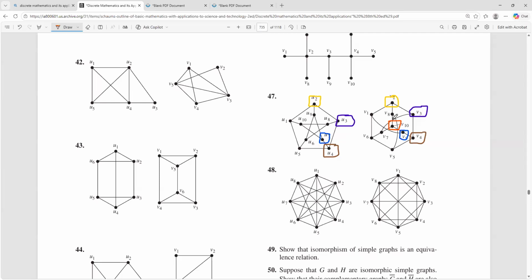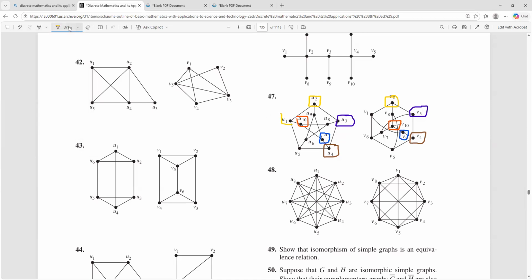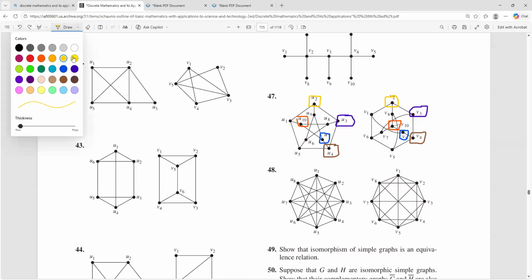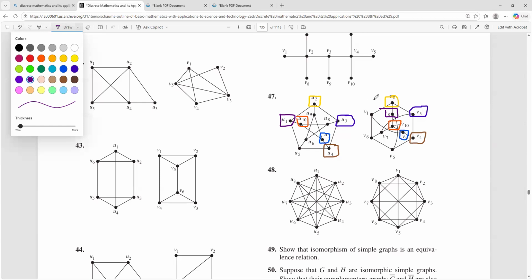I think here, let's say V10 is U10. U10 goes to U1. Nope, wrong color. I'm learning a lot of colors, everyone. U1, V10 can, and U1 also has to connect to that. So let's say that's V8. And V8 needs to connect, U1 needs to connect to U5.